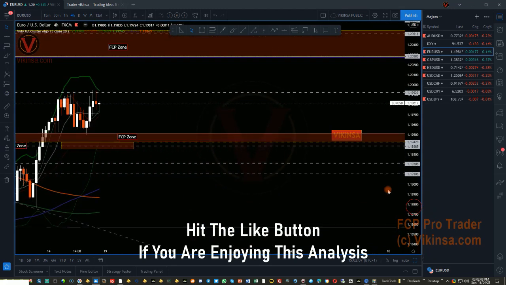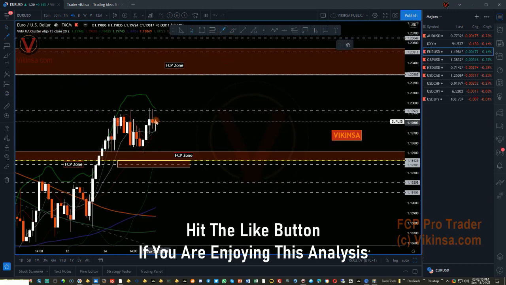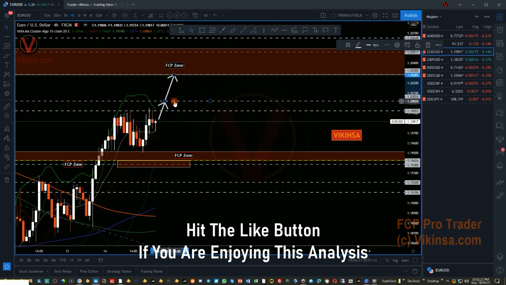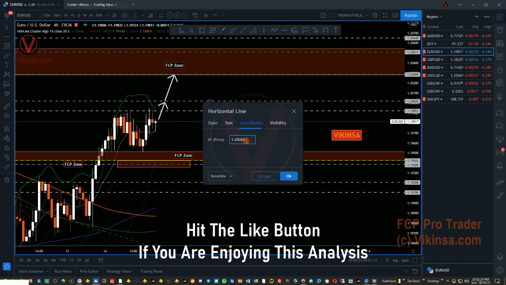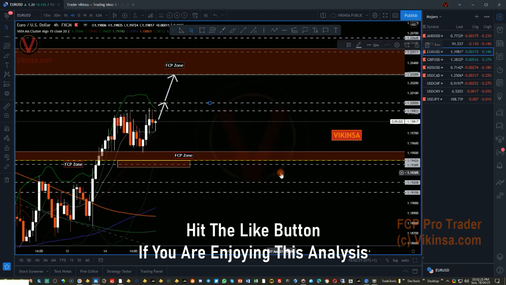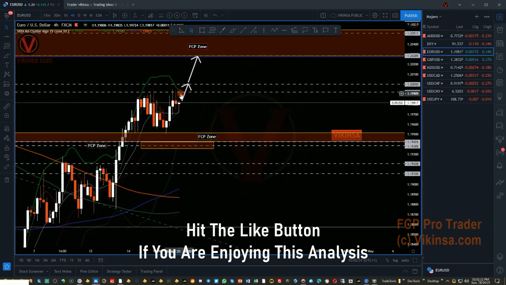So the plan is, let's see how it actually goes to the 1.2 level or so. That is quite a possibility. Now if it actually goes through that, then we are looking for the next FCP zone. So let me just quickly change this to 1.20 exact, and once it has broken through that, then we are looking for 1.20285. Okay, that's one thing.